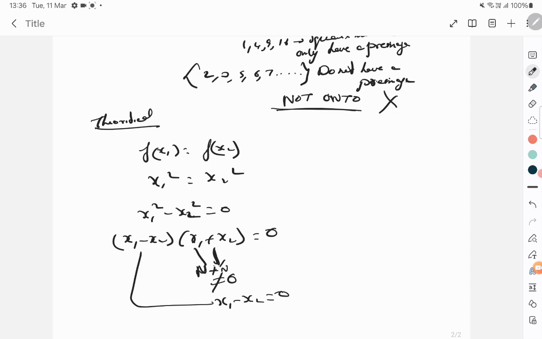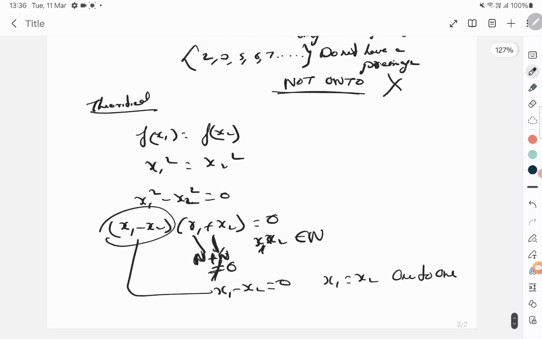You should specifically say this in your answer sheet. x1, x2 are elements of natural numbers, adding them is never equal to 0. Therefore, the other term can be 0. Therefore, x1 is equal to x2, which concludes that it's 1 to 1. How about onto?